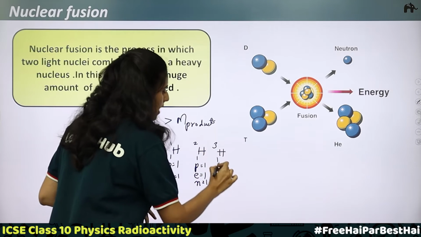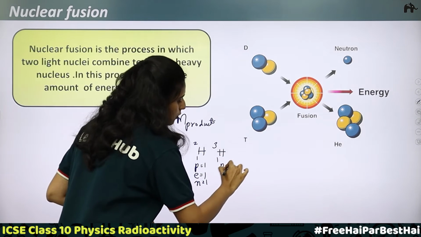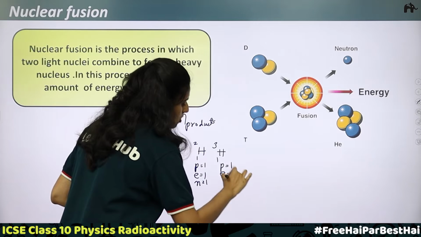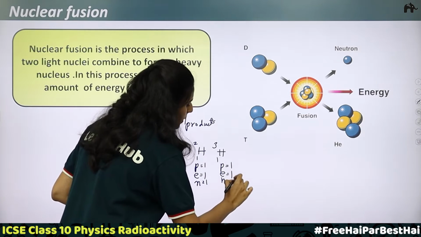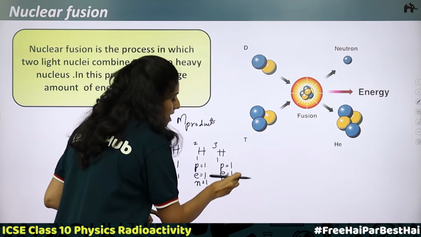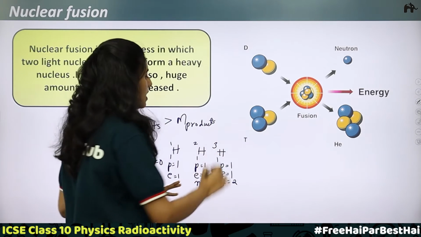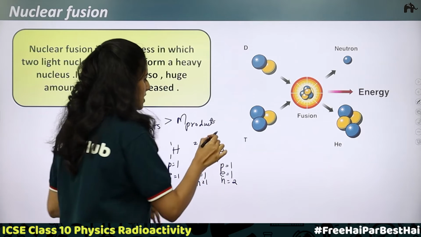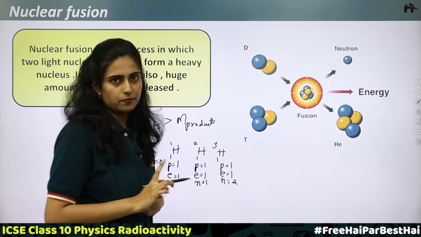In case of tritium, the atomic number is 1. Therefore, the number of protons is 1, and the number of electrons is 1. The number of neutrons will be equal to 2 because the number of protons plus the number of neutrons will give you the mass number. Okay, that is 3, 2 plus 1, 3.